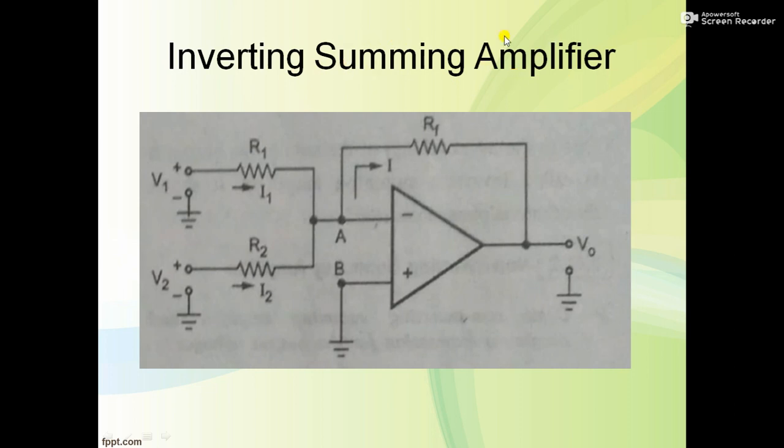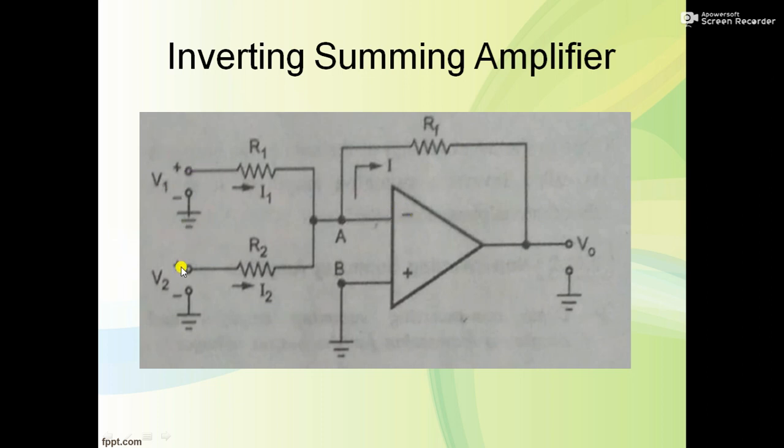Next is the summing amplifier. It is also one of the important applications of the op-amp, and based on applying the input voltage to the terminal, we classify it into two summing amplifiers. One is inverting, another one is non-inverting. In the inverting summing amplifier, we are applying two input voltages. Minimum we need two input voltages in case of summing, or to add both inputs. We can also extend to V1, V2, V3, V4 and so on.